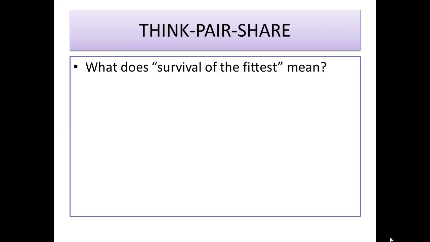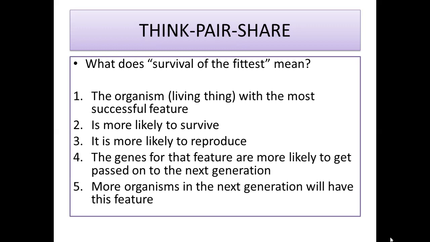Okay, let's go through the mark scheme. So what does survival of the fittest mean? The organism or living thing with the most successful feature or characteristic is more likely to survive. It is more likely to reproduce. The genes for that feature are more likely to get passed on to the next generation. More organisms in the next generation will have this feature.